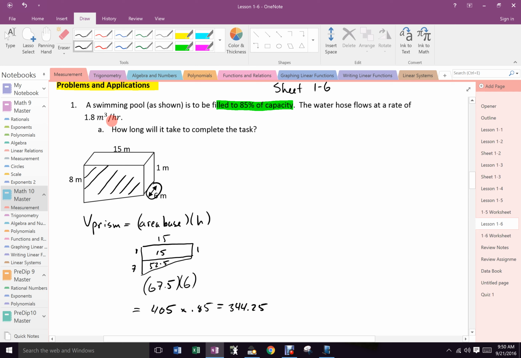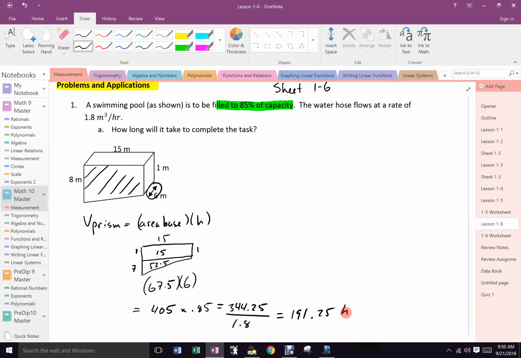Now, I can do one of them in an hour, so what do I got to divide that by? 1.8. And I get whatever that is for an answer. Something around 180. 191. 191.25 hours. Everybody cool?